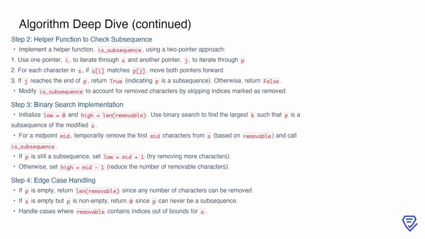Lastly, we account for edge cases. If p is empty, it is always a subsequence, so we can remove all characters. If s is empty but p is not, p cannot be a subsequence, so the result is 0, and we ensure that indices in removable are valid for s.